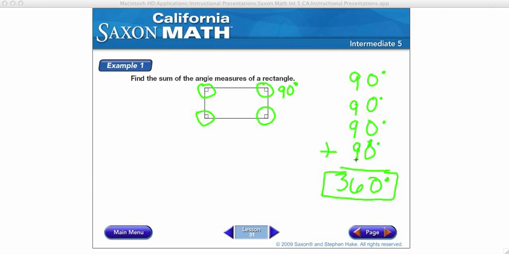However, since these 4 are all the same, you can multiply 90 degrees times 4 angles and come up with the same answer. It's a little bit faster and works well when you have a square or a rectangle and all of the degrees of each angle are the same. Okay, let's look at example 2.